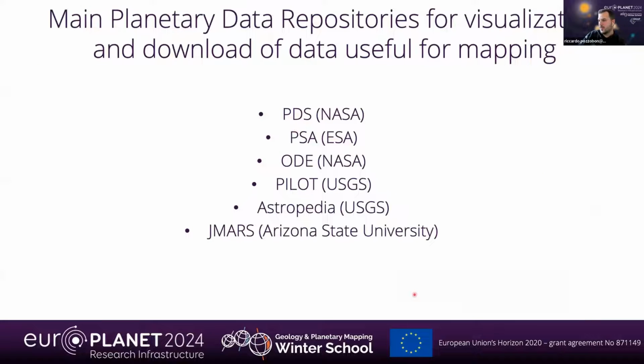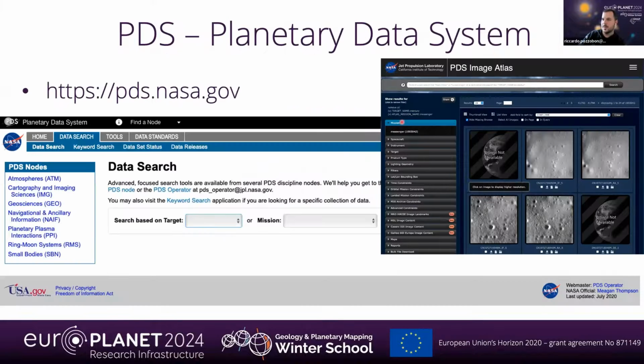The general repositories are these ones, basically. I mean, these are not the only ones, but these are the main ones that we are using. So the PDS from NASA, PSA from ESA, and others maintained by the United States Geological Survey and the Arizona State University. And we will start with the Planetary Data System from NASA. This is a portal you can access from this link, where you can search images based on a target, so a planetary body of interest, or a specific mission. And this is how the portal appears.